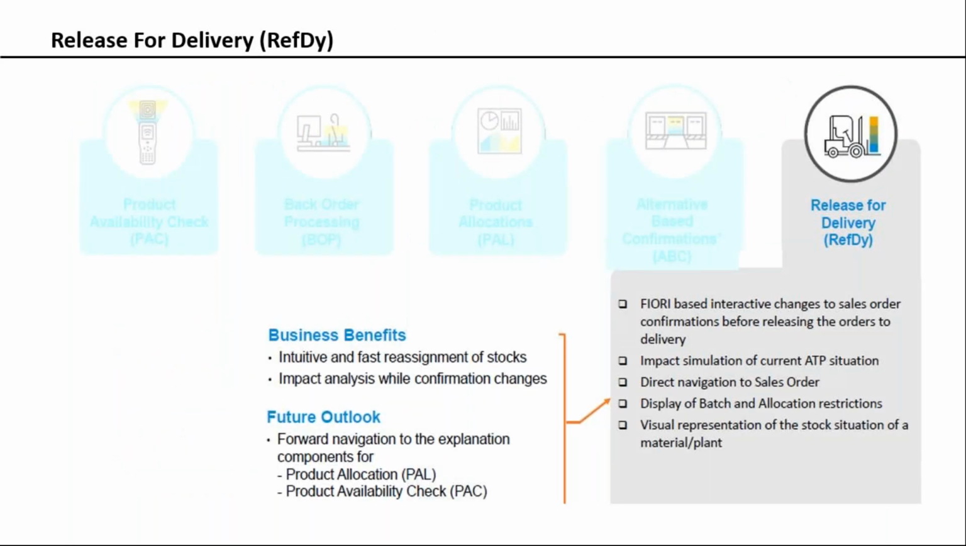And release for delivery is another app, where users can check the availability situation and adjust the confirmation quantities from low priority orders to high priority orders. The main advantage of this functionality is that when the user confirms or adjusts the quantities and releases the order, the delivery also will be created automatically. So no need to create the delivery separately by using new transactions.